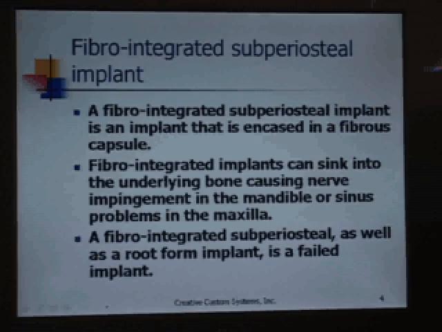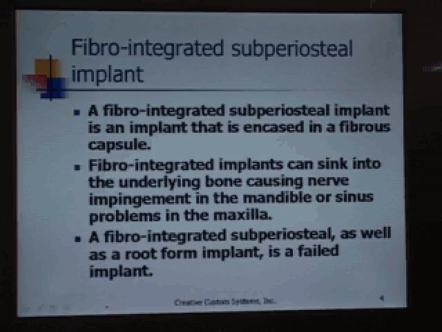Fibrointegration subperiosteal implant, on the other hand: a fibrointegrated subperiosteal implant is an implant that is encased in a fibrous capsule. Fibrointegrated implants can sink into the underlying bone, causing nerve impingement in the mandible or sinus problems in the maxilla. A fibrointegrated subperiosteal, as well as a root form implant, is a failed implant.